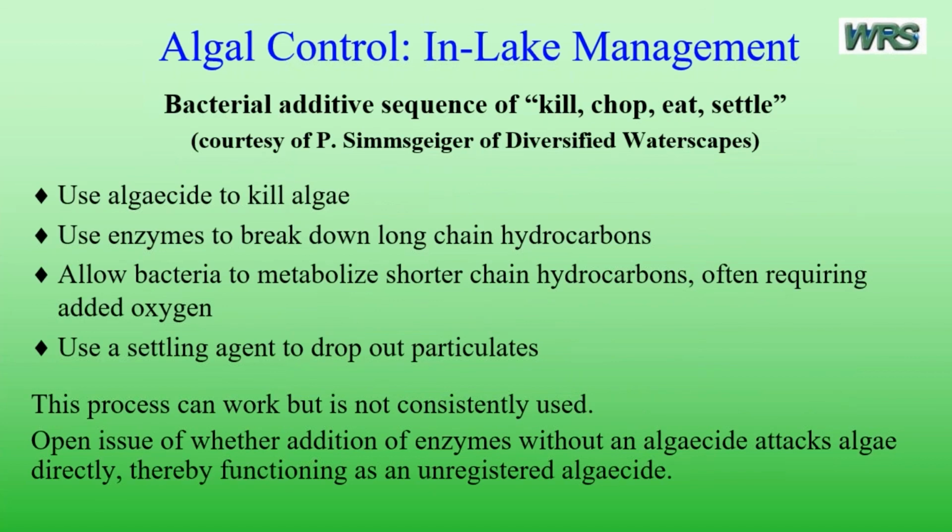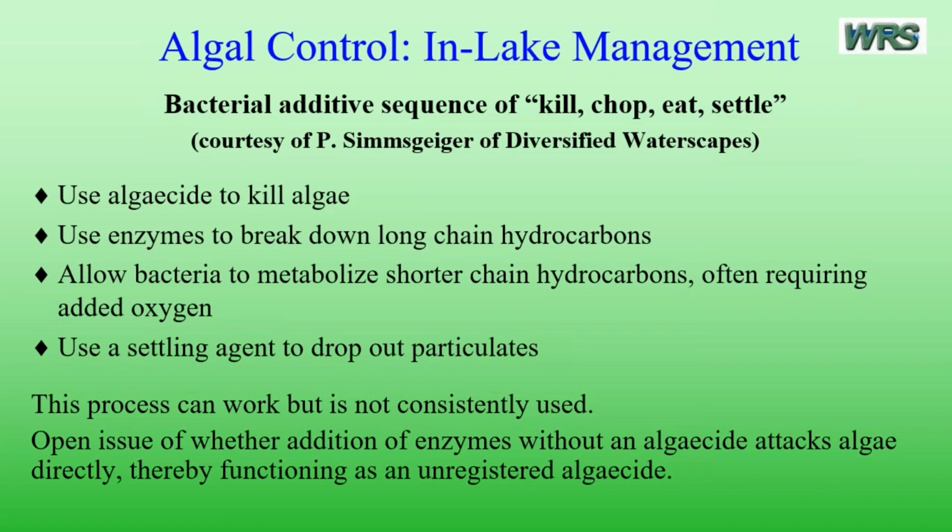The best explanation I've heard of this is from Pat Sims-Geiger's Diversified Waterscapes. He's been to NEAPMS before. He's from California. 4-step process. Use an algicide to kill the algae. Secondly, use enzymes to break down the long chain hydrocarbons, their cell walls and such. Allow bacteria to metabolize the shorter chain hydrocarbons. Helps if you have oxygen. And then use a settling agent to drop out the particulates. That's what clears the water and keeps it clear.